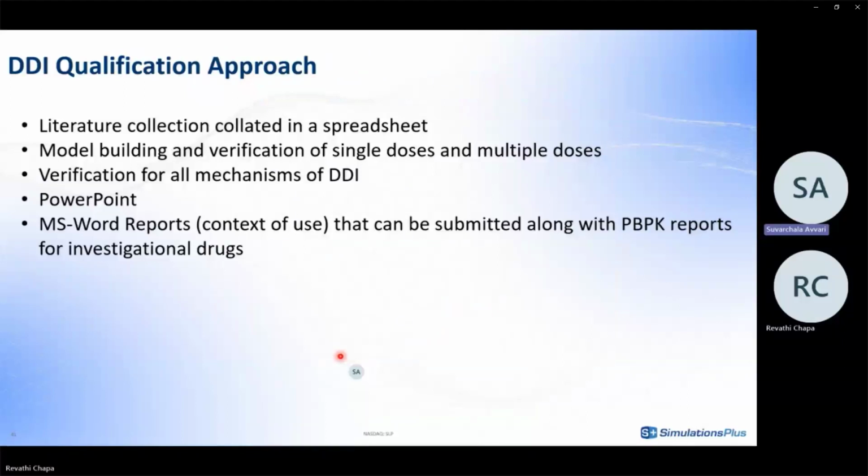So at Simulations Plus, whenever we want to build a PBPK model for any of the substrate or a perpetrator compound, we always have a standard qualification approach, or what we call the DDI qualification approach, for this model building and validation of that model. So we always start with the literature collection that's collated into the spreadsheet. So in the coming up slide, I can show you a brief snapshot of the literature data, how we collect data and how we organize the data to proceed with the model development and validation.